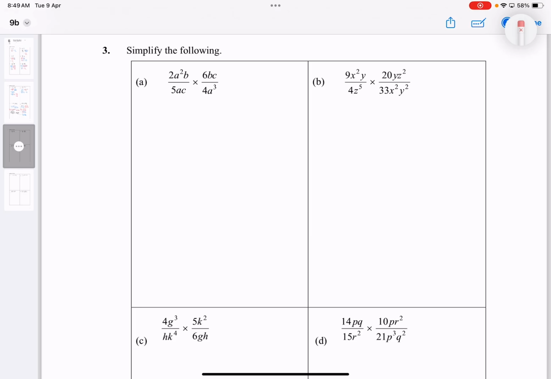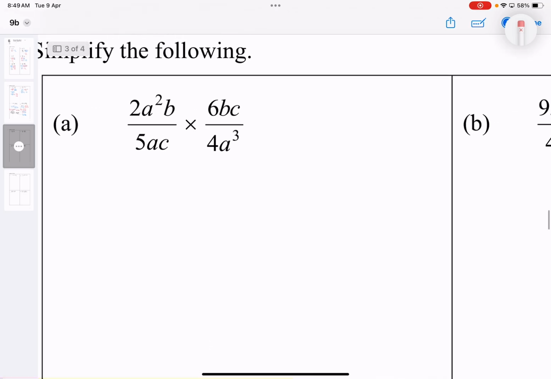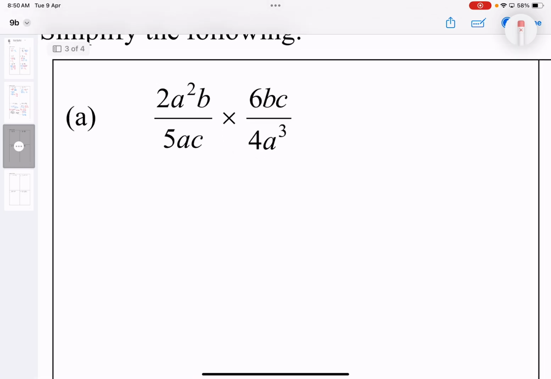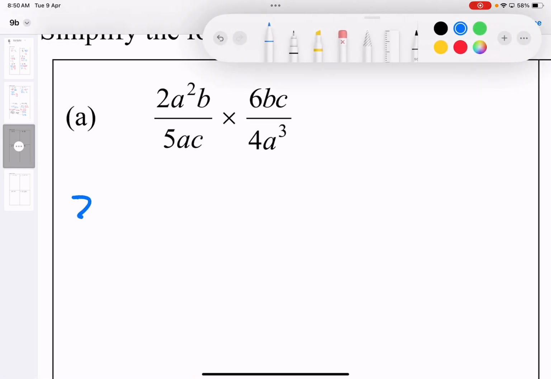If not, I'm going to go through this question together already. Please check your answer alongside with me, okay? See whether you got the correct answer. For this question, the alphabets, I'm going to put them together. So I'm going to get 2 times 6 divided by 5 times 4. All the alphabets, I put them together.